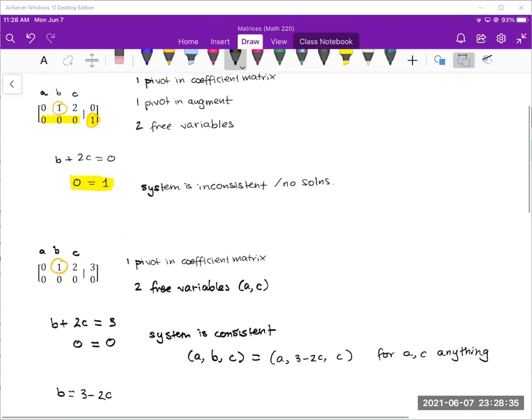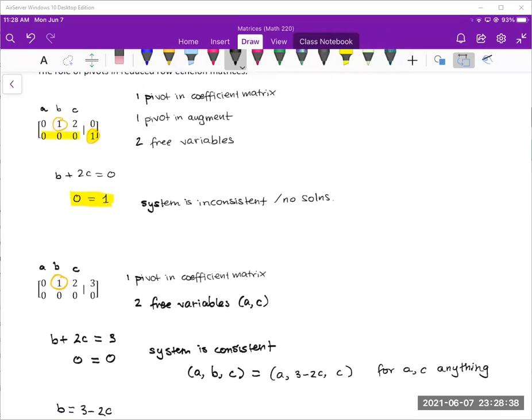So notice that for this coefficient matrix, because we had this row of all zeros in the reduced row echelon form of the coefficient matrix, with some augments we had an inconsistent system, and with some augments we had a consistent system. Okay. So in the case that we see a row of all zeros, then it's possible to be consistent or inconsistent based on the augment.